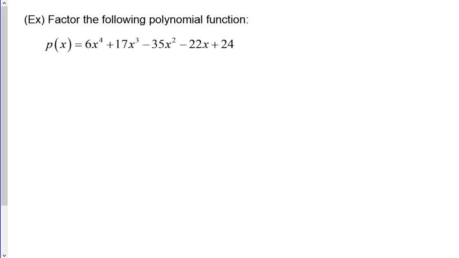Okay, let's start with some example problems. So beginning with p of x equals 6x to the 4th plus 17x cubed minus 35x squared minus 22x plus 24. First thing I want to do is find initial zeros I can factor out. I'm going to go to the calculator to do that.